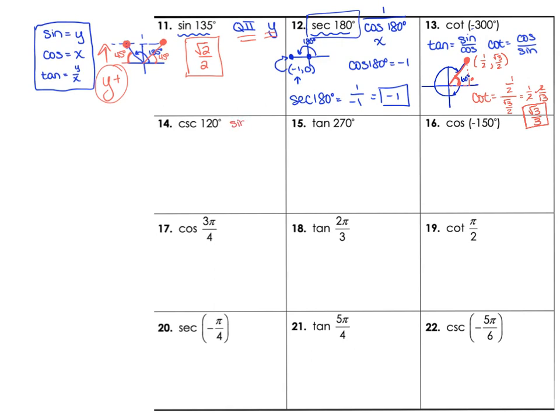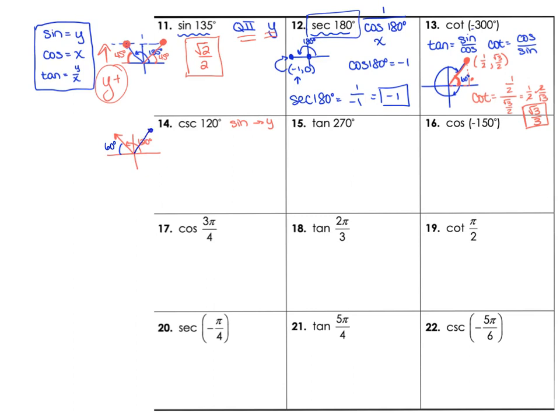So cosecant we know goes with sine. So that's going to be our y value. And 120 degrees is going to be over in quadrant 2. So let's sketch that first. So here is 120 degrees. The way to figure out what this angle is, or what the coordinates are here, is to know the reference angle. So the reference angle of 120 degrees is 60 degrees. That's what it's going to take to add up to 180.